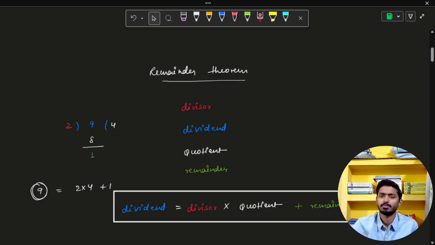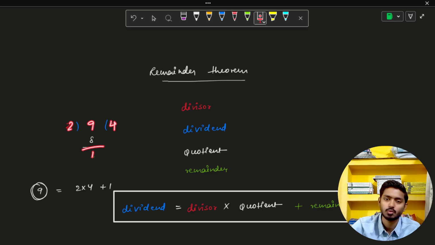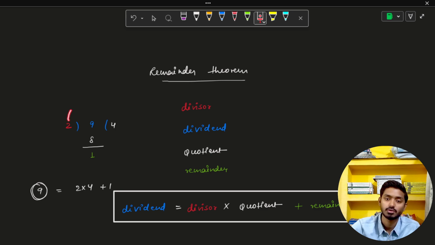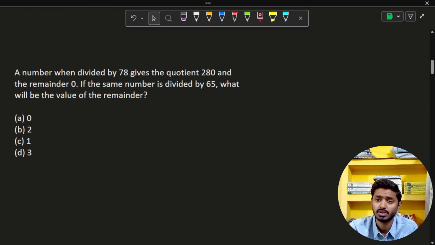Let's start with the remainder theorem. We actually know that whenever we, let's say, divide 9 by 2, we get quotient as 4 and the remainder as 1. Now, 9 is the dividend, 2 is the divisor, 4 is the quotient, and 1 is the remainder. And in standard 5th or 6th, we have already done this, that whenever we used to divide, we used to check our division. What we used to do was we used to multiply the quotient and divisor and add the remainder to it. So that is what the remainder theorem is. But believe me, this is going to be helpful in your exams. Questions are asked on this concept.